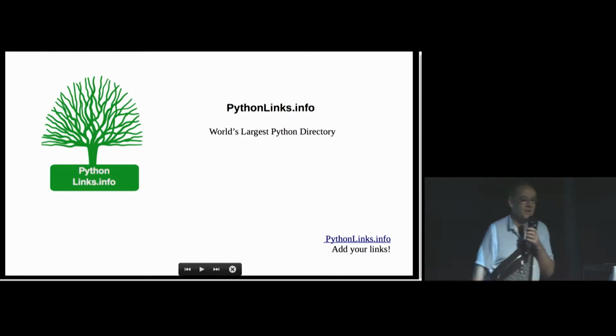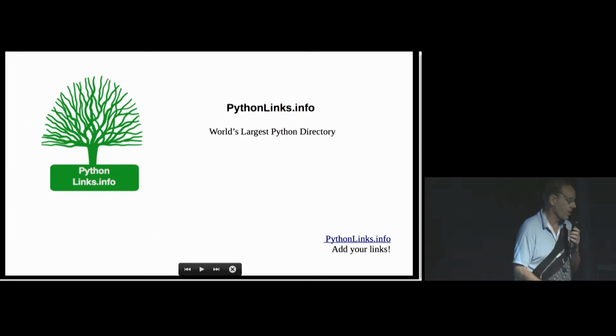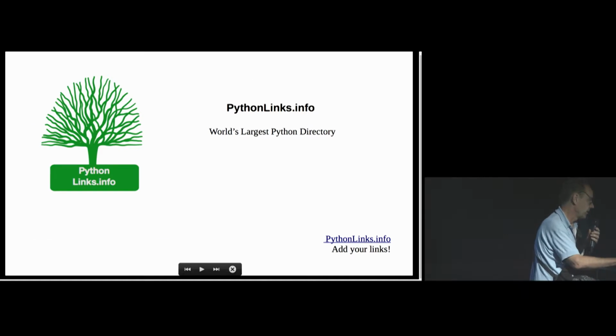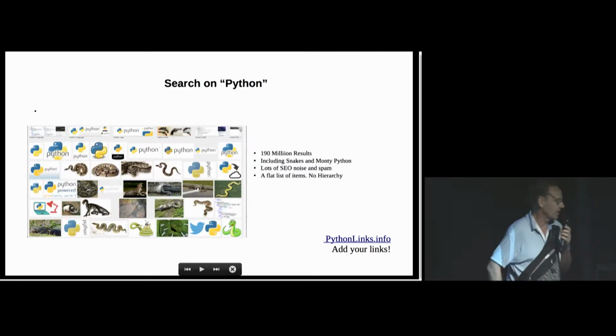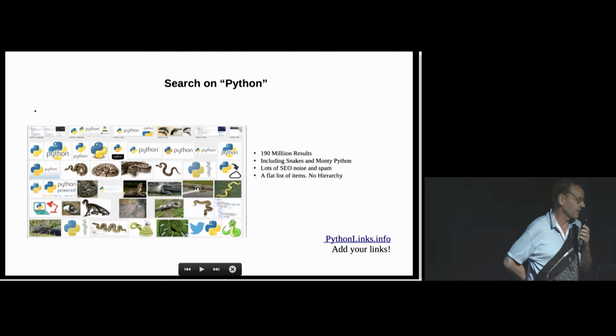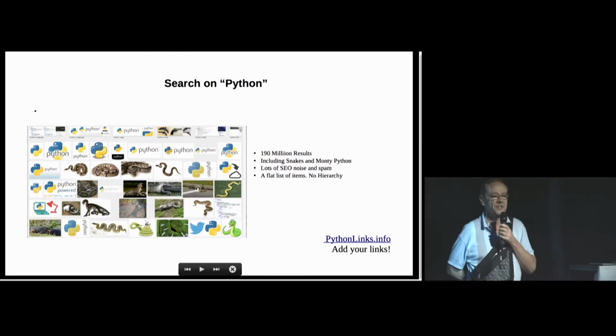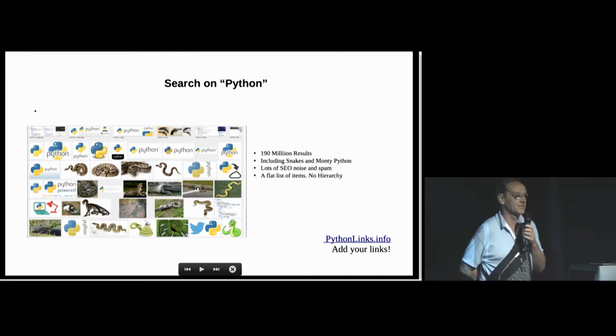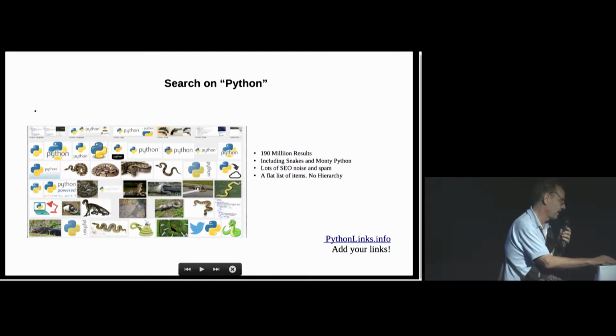I run pythonlinks.info. It's the world's largest Python directory. If you do a search for Python, you get snakes and Monty Python and all kinds of other stuff. It's actually 190 million items. It's a flat list. It's just too many to go through.